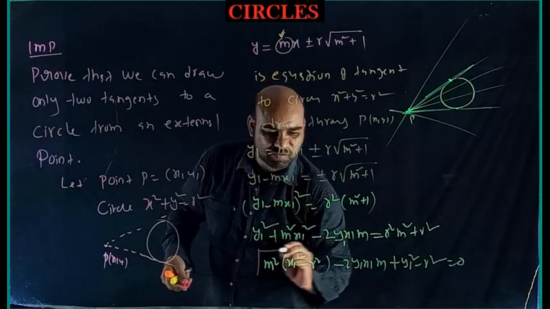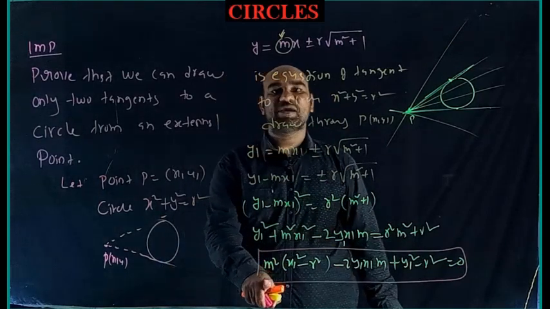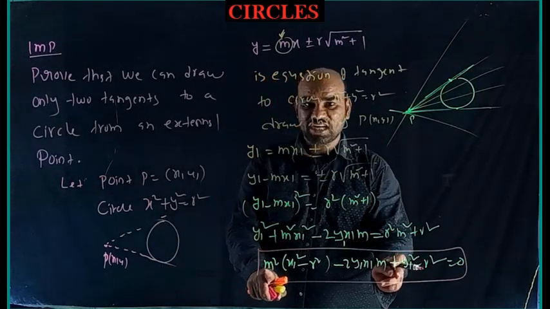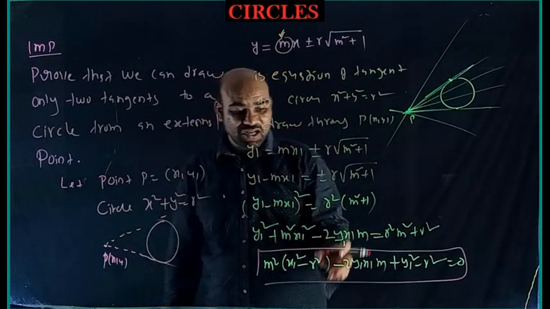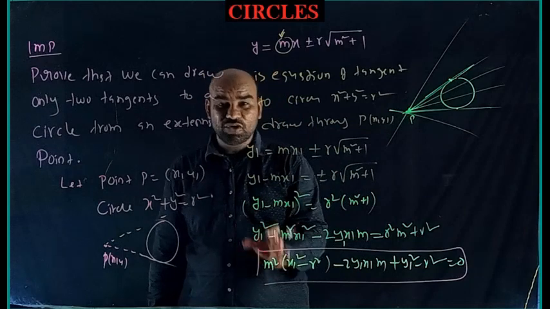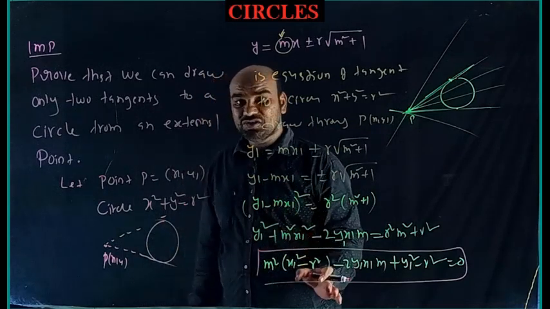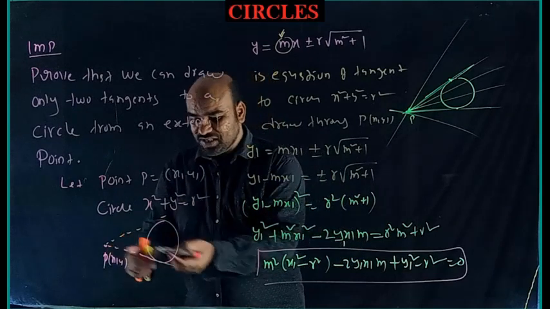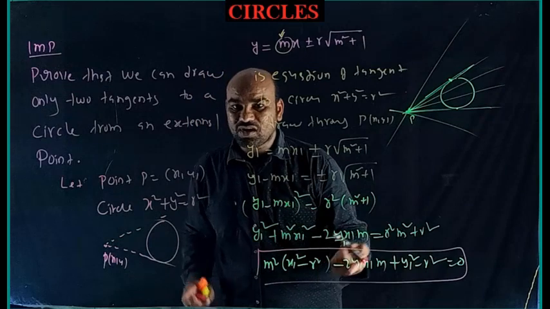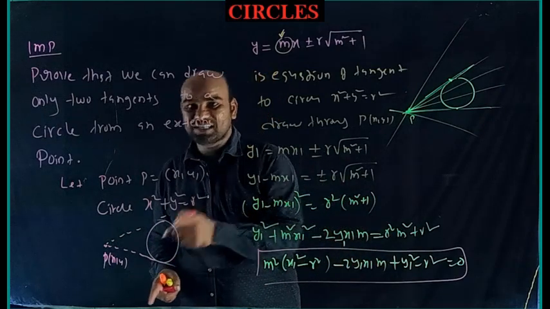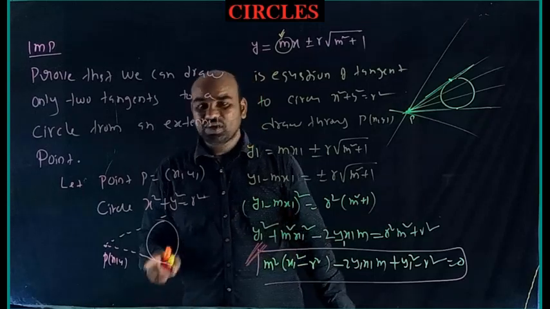See, this is important. This is a quadratic equation in m, which means this equation will have at most two m values. If delta of this equation is greater than 0, there are two different m values, which means two different tangents exist. Delta equal to 0 gives coincident values, which means P is on the circle and only one tangent exists. If delta is less than 0, we can't find any m, which means the point is inside the circle. So from this equation alone you can conclude that we can draw two tangents.